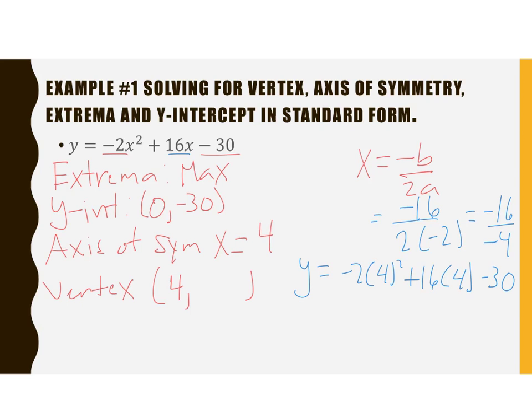Now I can do all the math and solve for y. Well, let's start. 4 squared is 16. 16 times 4 is 64, and minus 30. Well, negative 2 times 16 is going to be a negative 32, plus a 64, minus a 30. If you add those all together, you're going to get that y is going to equal 2. So now I have my extrema, y-intercept, axis of symmetry, and vertex.